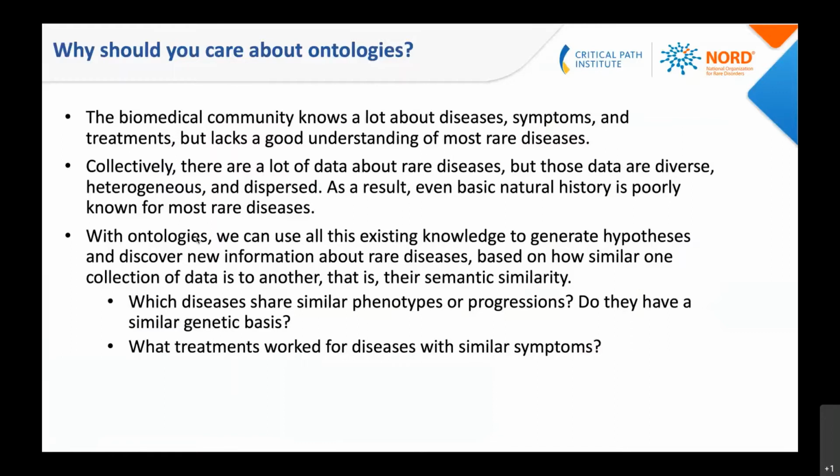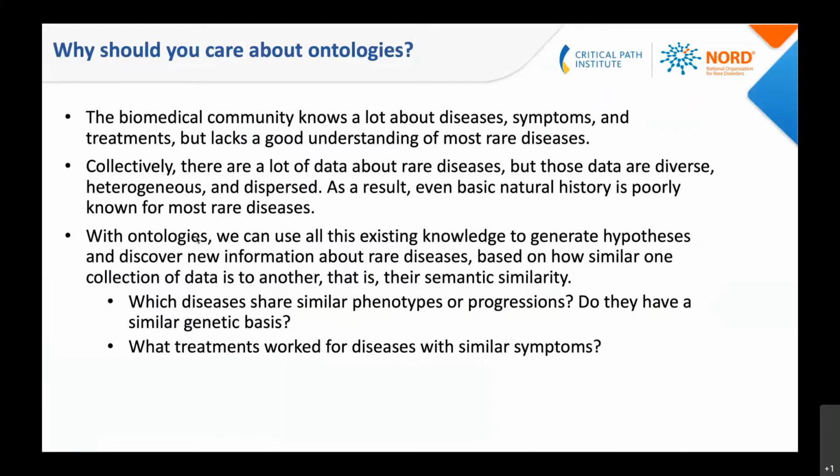The issue is this: the biomedical community knows a lot about diseases, about symptoms and treatments, but the community as a whole lacks a good understanding of most rare diseases. Even though collectively there's a lot of data out there about rare diseases, most of those data are diverse, heterogeneous, and dispersed. As a result, even basic natural history is unknown for most rare diseases. What we want to be able to do is bring all of that data and knowledge together into a usable format so that we can start to discover cures and treatments for rare diseases.